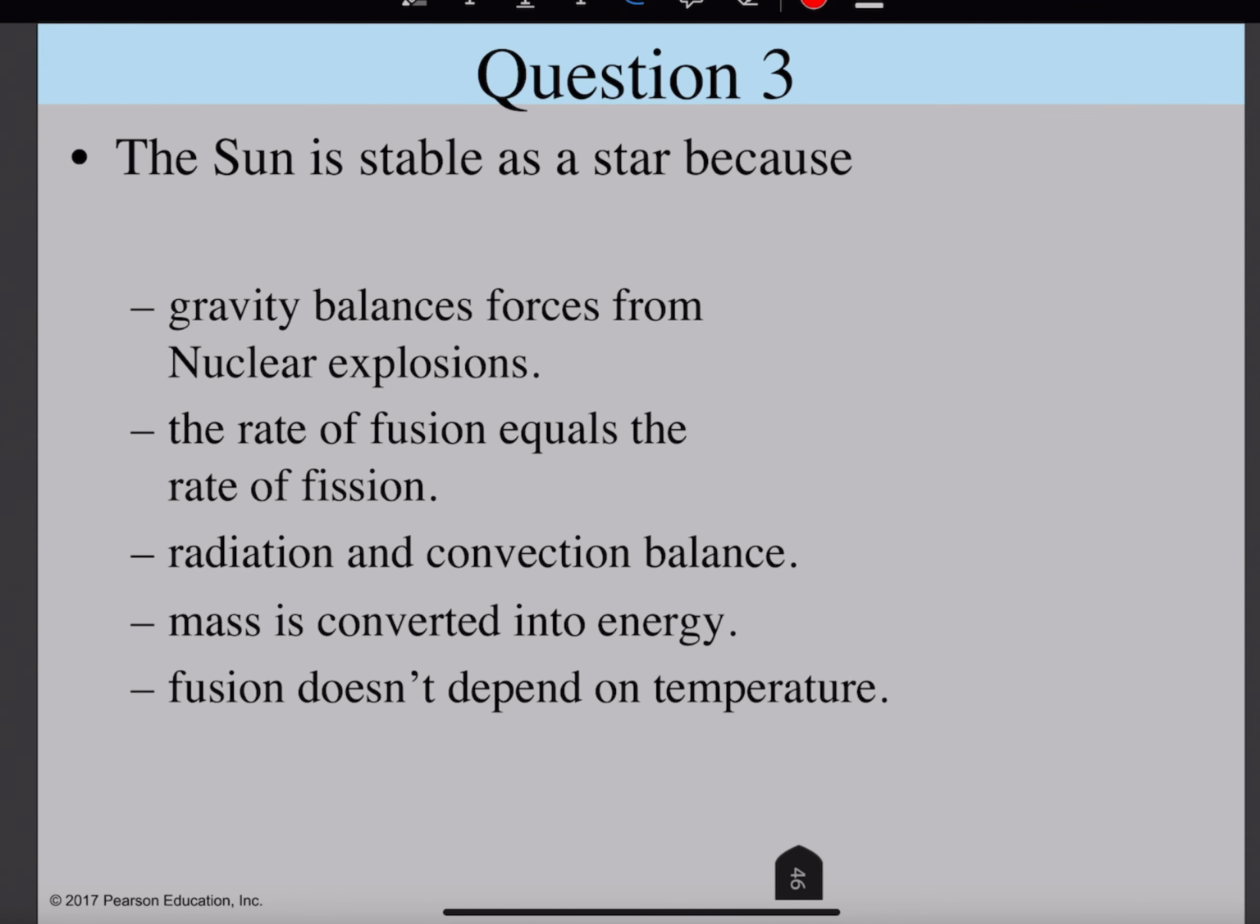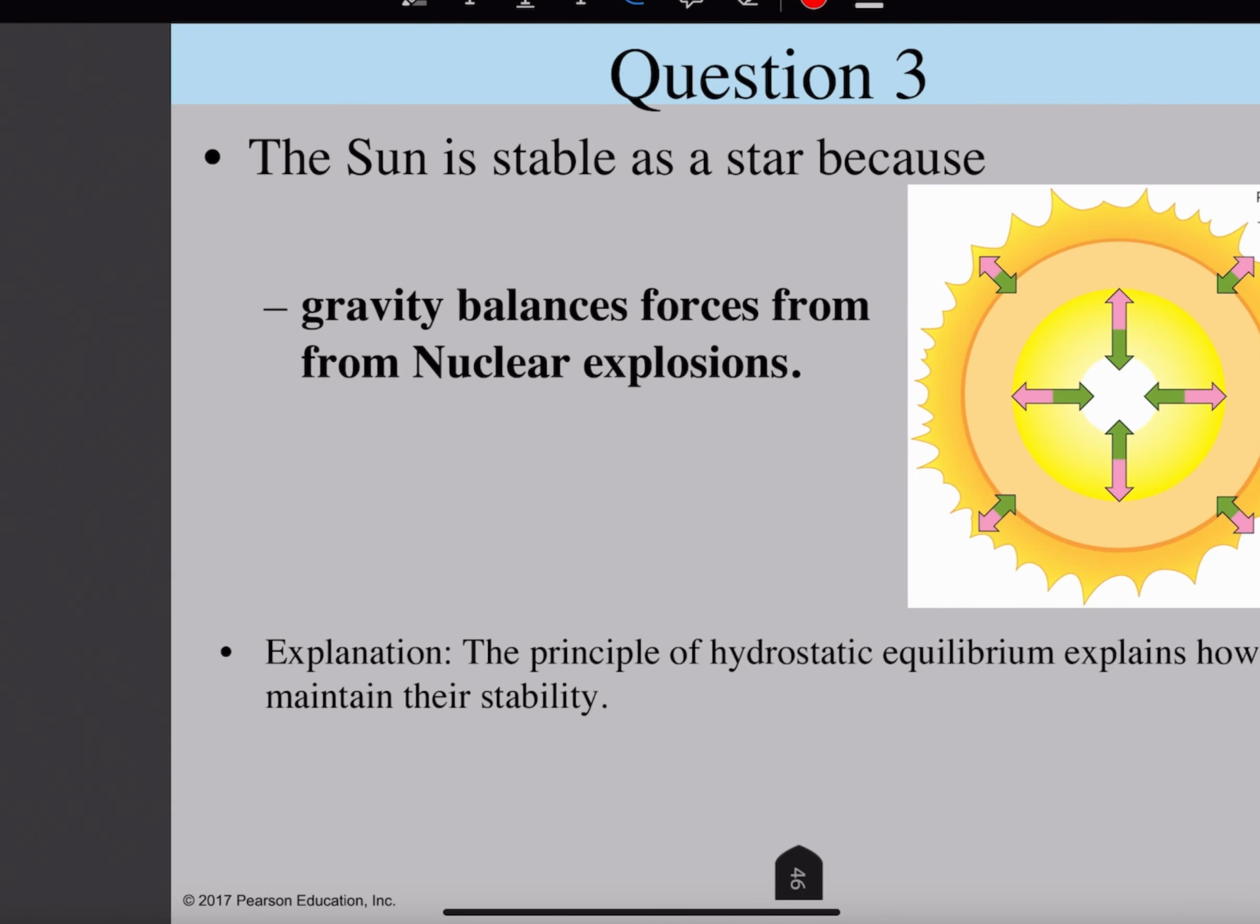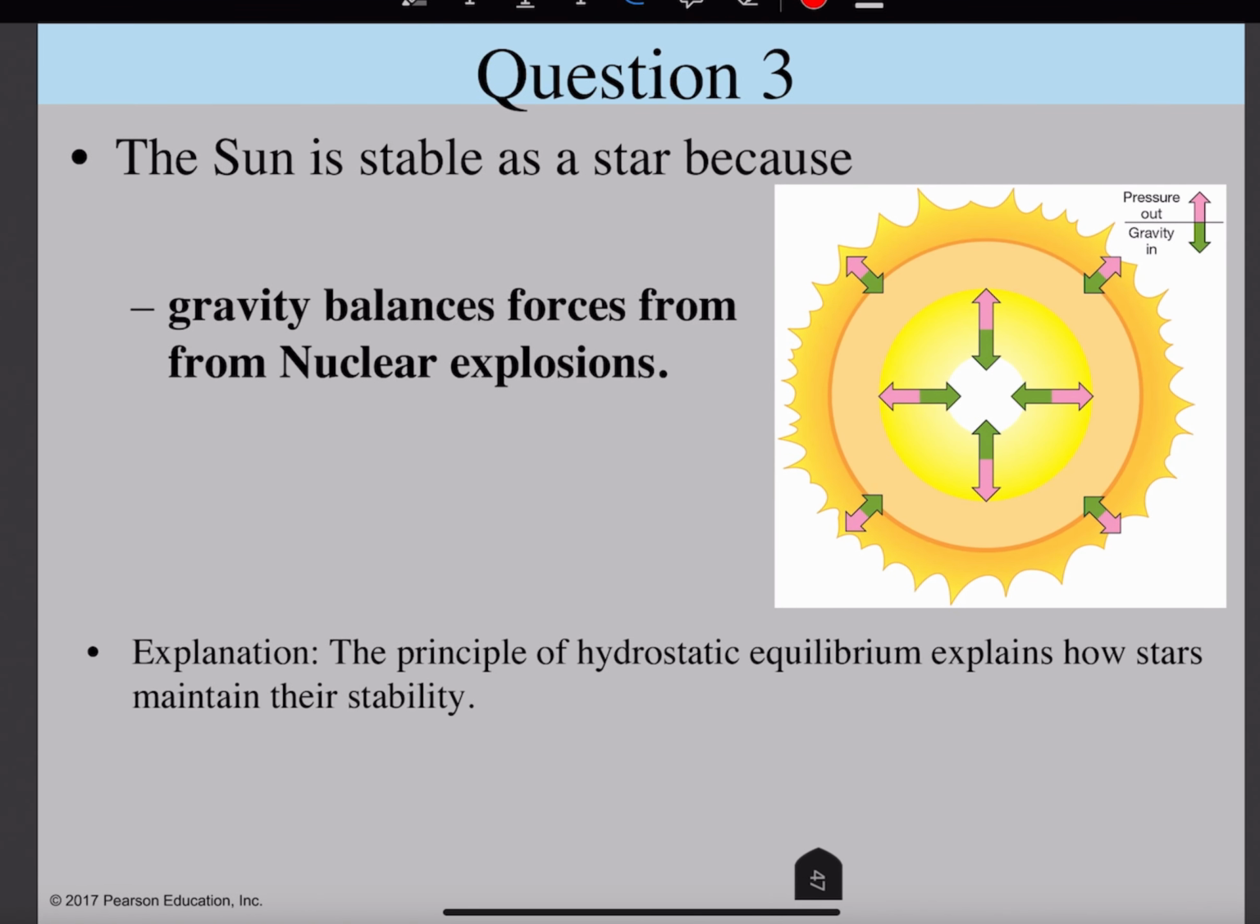Okay, next question. The sun is a stable star because what makes the sun a stable star? Okay, so the reason is that the sun is in balance between two forces. At the center, you have nuclear explosions that are pushing the sun outward, or trying to explode the star outwards. But at the same time, gravity from the sun's mass is collapsing the star inwards. And when those two forces balance, that means that the sun neither grows nor shrinks. So it's a stable star.